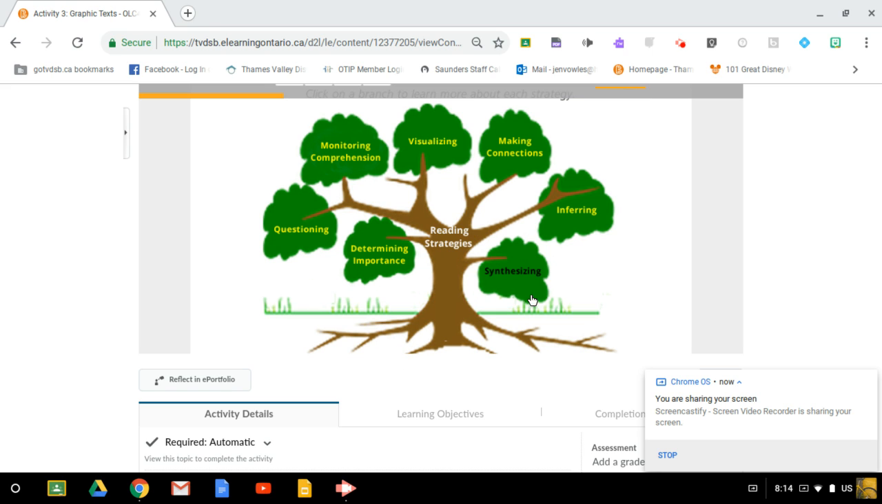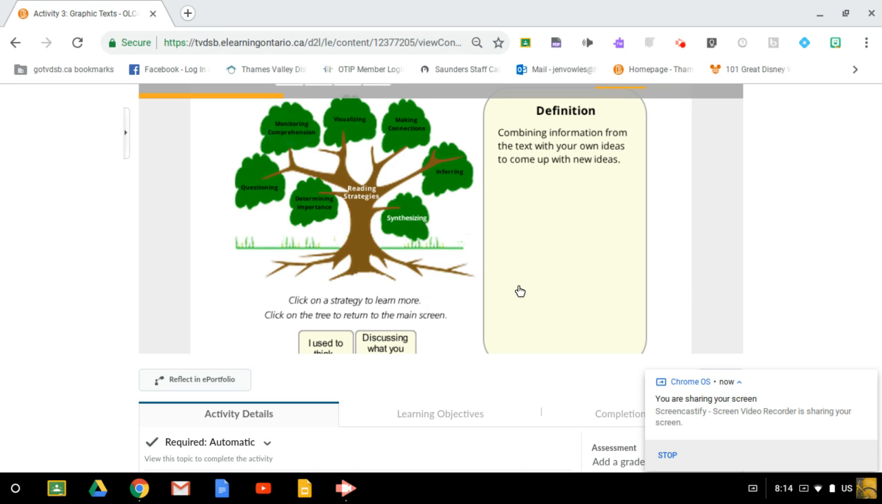Okay, the reading strategies again, and synthesizing. So combine information from the text with your own ideas to come up with new ideas. So what I used to think and then what I think now. So you might have seen this as a KWL chart before. So what I know, what I want to know, and what I learned, that kind of strategy, and also discussing with somebody else. So kind of summarizing in your own words, having a discussion with somebody, and kind of comparing notes.